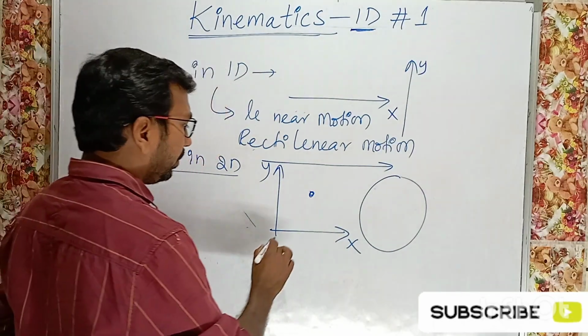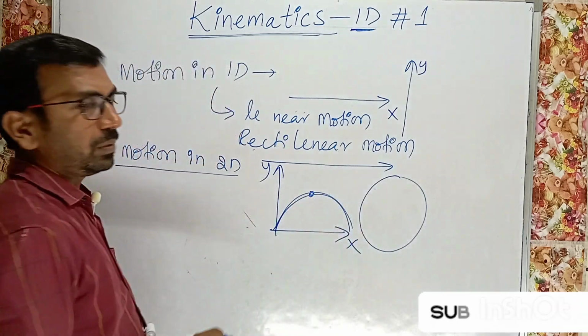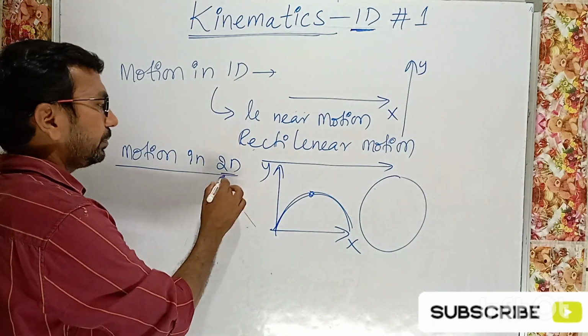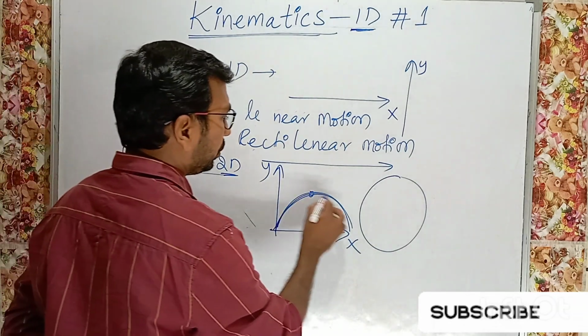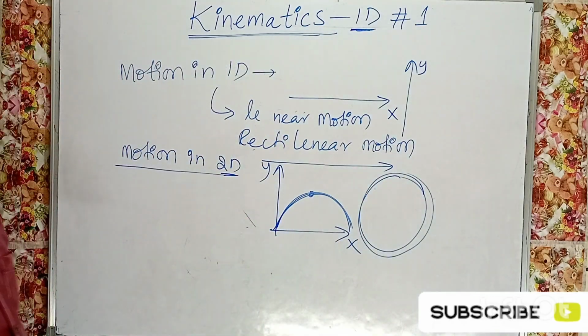And a body moving in projectile motion. Projectile motion is one of the examples of two-dimensional motion. Okay? Projectile motion, a body moving in a circular path. So these are two-dimensional motion.